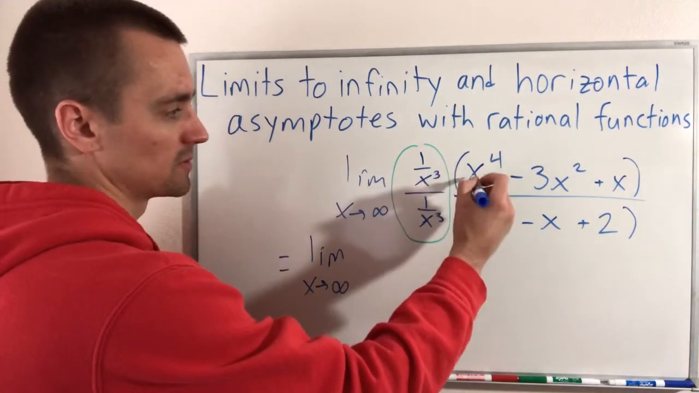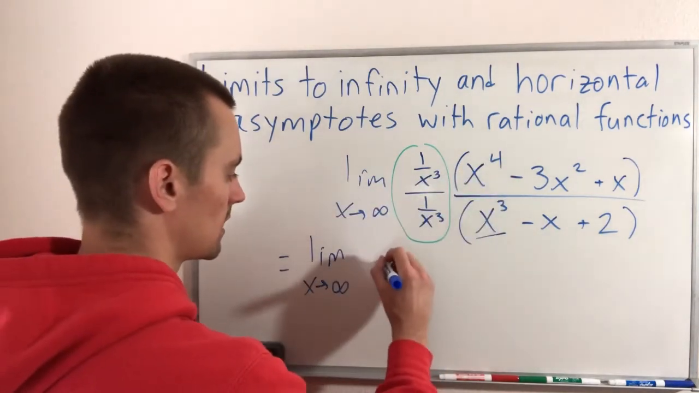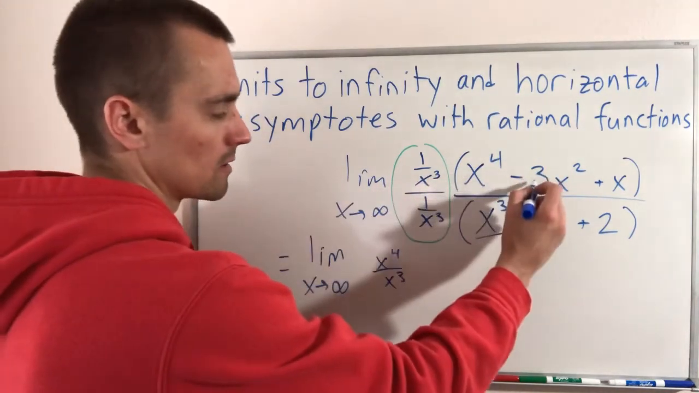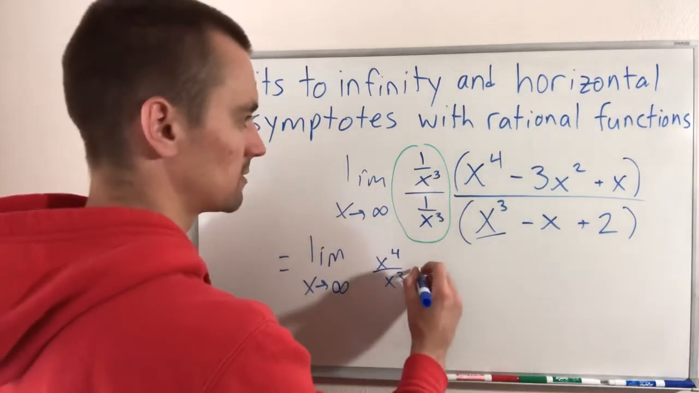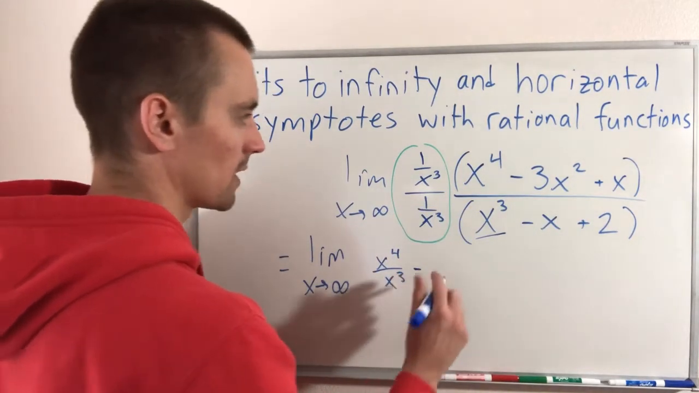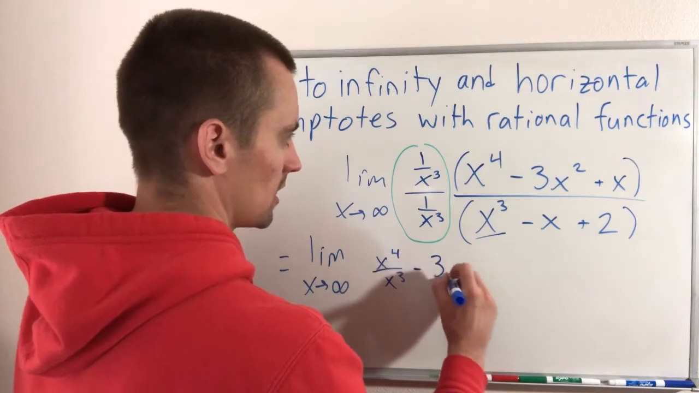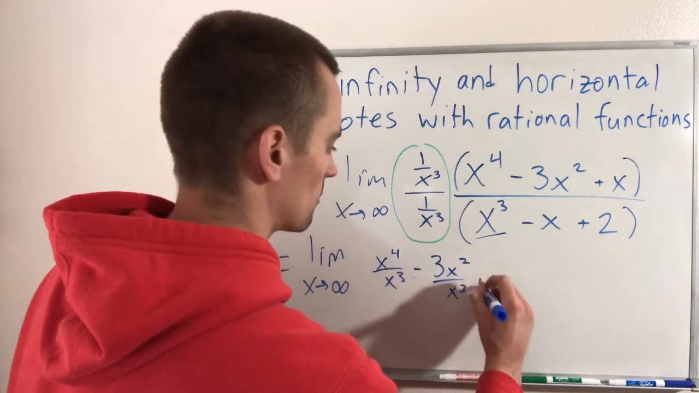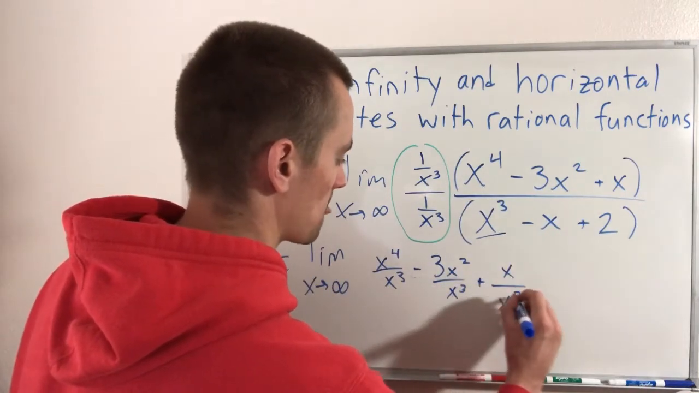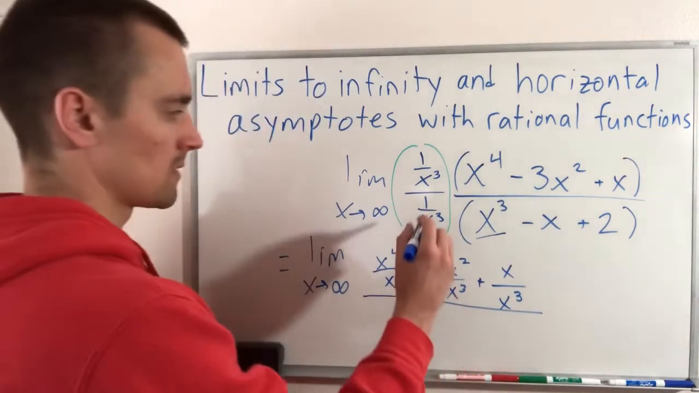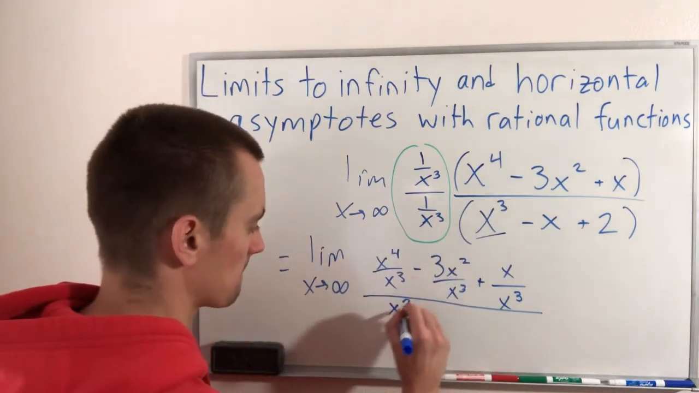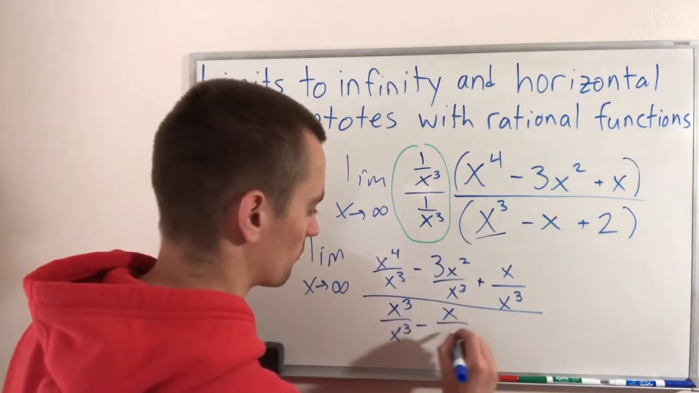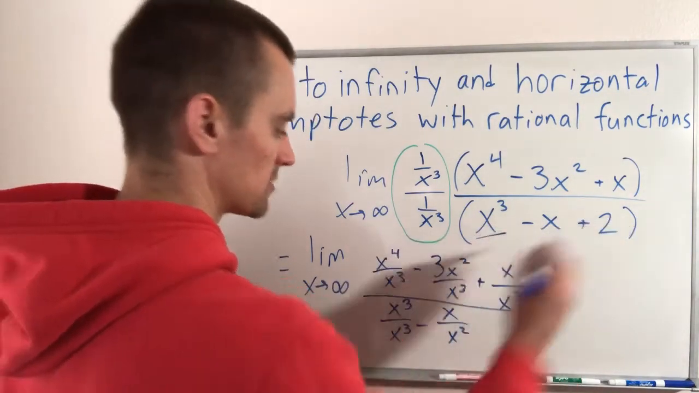1 over x cubed times x to the fourth would give us x to the fourth over x cubed, minus 3x squared over x cubed, and distributed in there we would get plus x over x cubed. And this is all going to be over x cubed over x cubed, minus x over x cubed, plus 2 over x cubed.